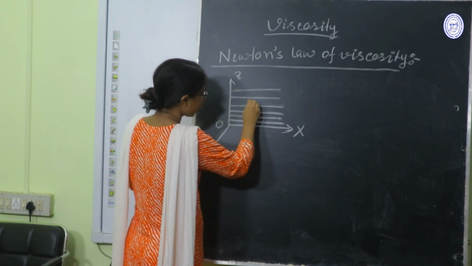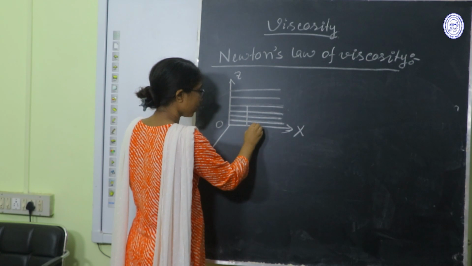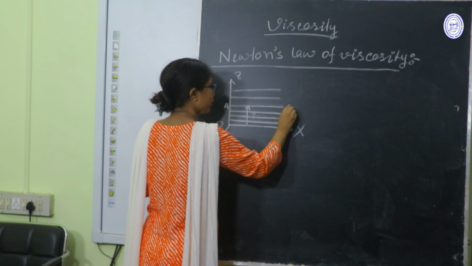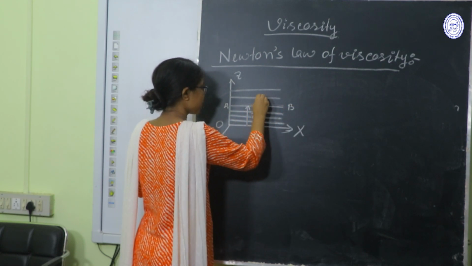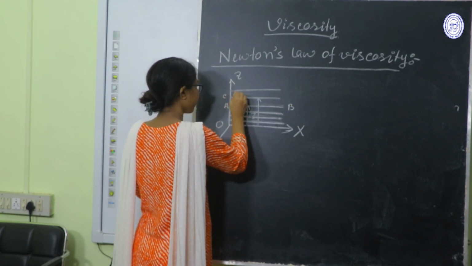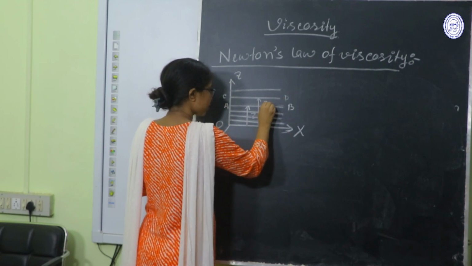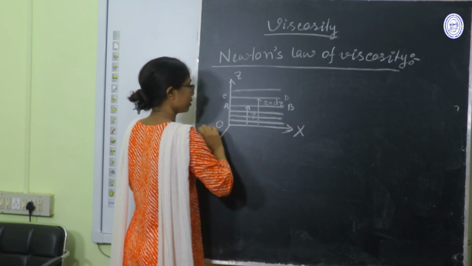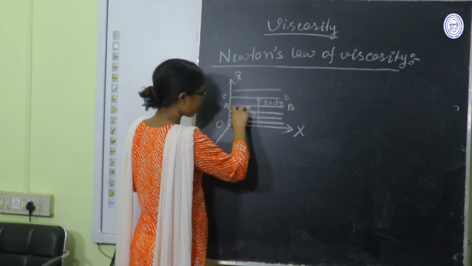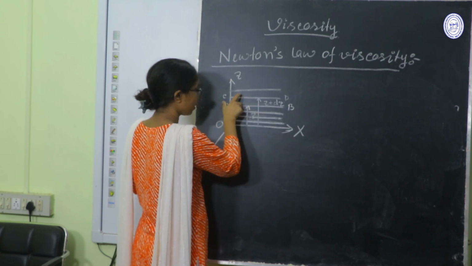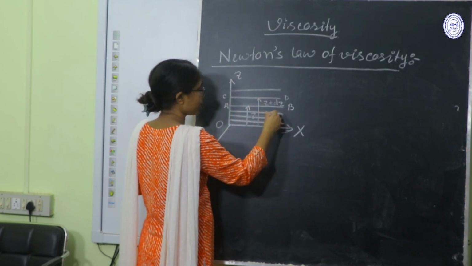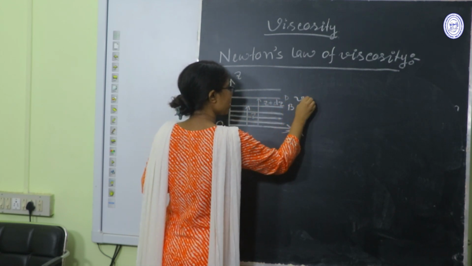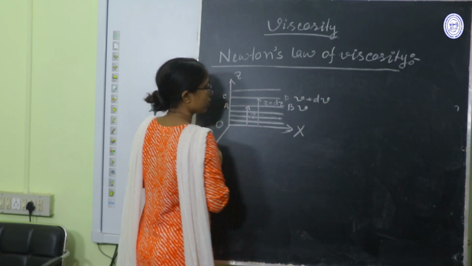So, at a distance z from the x axis, we consider a layer AB, and above this we consider another layer CD whose distance is z plus dz. The distance of layer AB is z, and the distance of layer CD is z plus dz. The velocity of AB is v, and the velocity of the other layer is v plus dv.